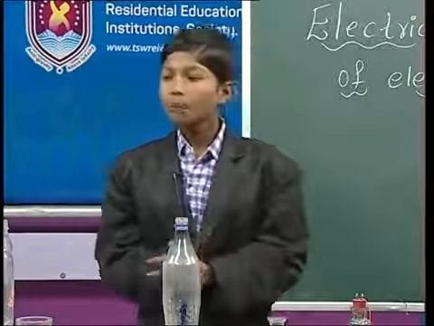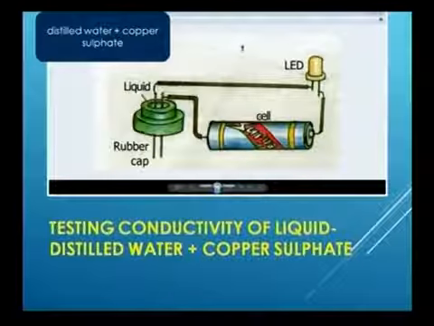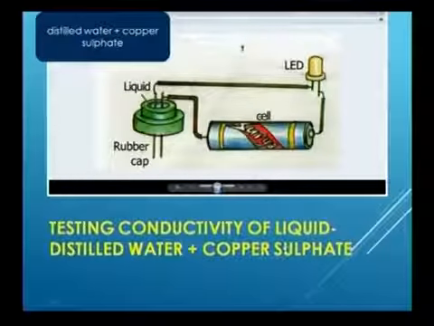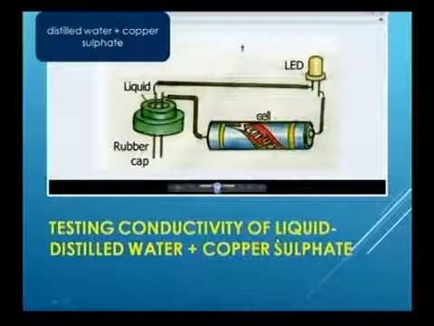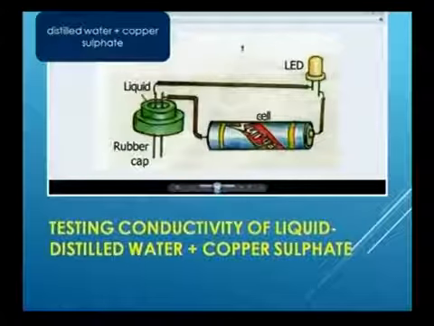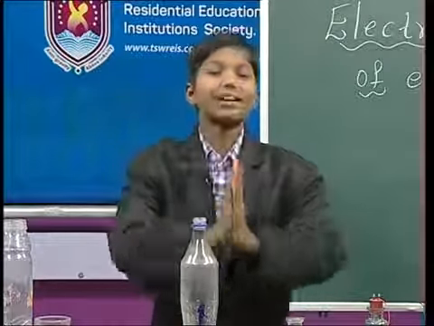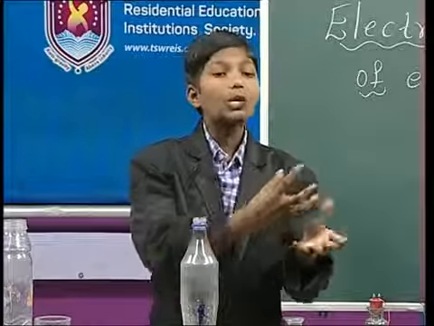Yes, Sphero, now we are in the third experiment, testing conductivity of liquid: distilled water with copper sulfate. When we add copper sulfate to the distilled water, we can observe that the LED bulb glows. So we say that copper sulfate is a good conductor of electricity and it allows the electricity to pass. So friends, let us see our result.